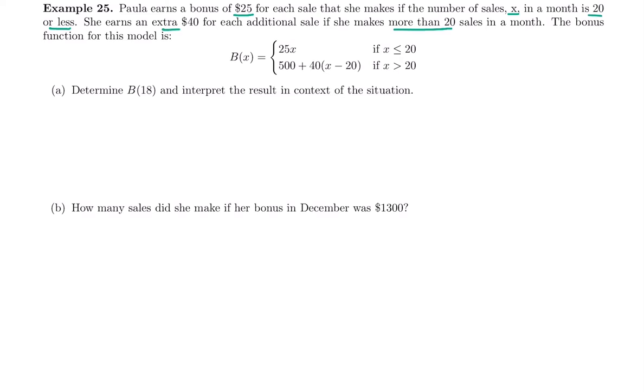She earns an extra $40 for each sale if she makes more than 20 sales in a month. So starting from that 21st sale on, she's on a different pay scale. So that's given by this model here. B is her bonus, the amount of money she's getting for X sales. We plug in the number of sales, we get out the amount of money that she's going to make on her bonus.